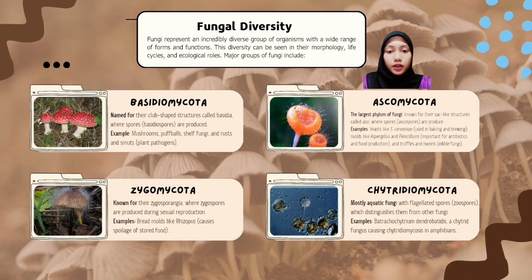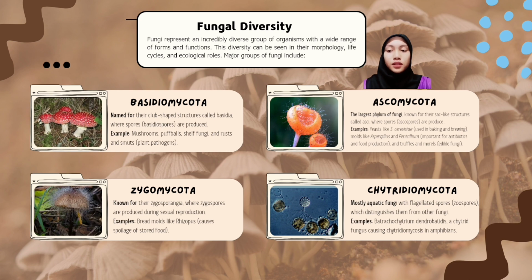Moving on to the next slide, we are going to see the fungal diversity. Fungi represent an incredibly diverse group of organisms with a wide range of form and function. This diversity can be seen in their morphology, life cycle, and ecological roles. There are four major fungi groups, which are Basidiomycota, Zygomycota, Ascomycota, and Chytridiomycota. As for Basidiomycota, it is named for the club-shaped structure called basidia, where basidiospores are produced. This can be seen in mushrooms, shelf fungi, puffballs, and others.